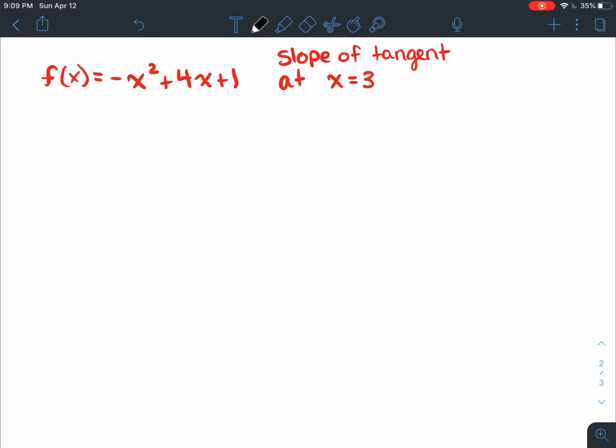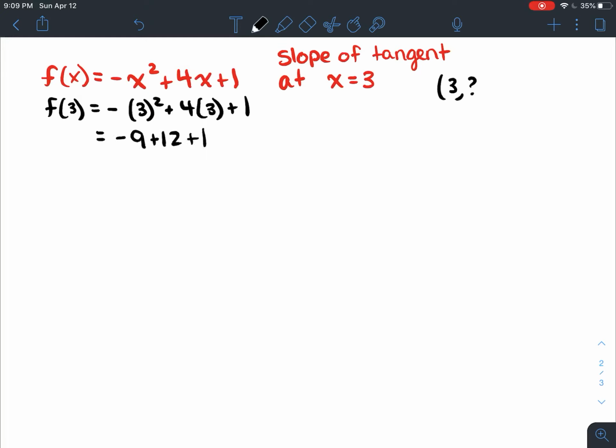So first let's figure out our first point. We know we've got a point at 3, something. So let's sub in 3 and figure out what f of 3 is. Let's just put 3 in. So negative 9 plus 12 plus 1. So 4. So we know that we have a point at 3, 4 so far. And we want to figure out the exact slope of the tangent right at point 3. So that means we also need to find another point, and that other point is going to be 3 plus h, something.